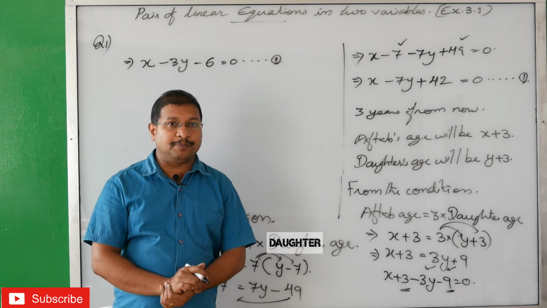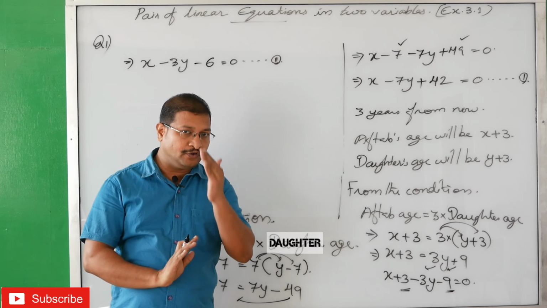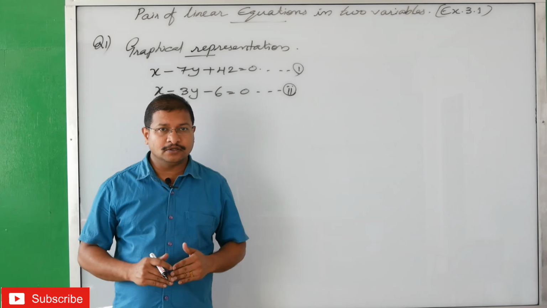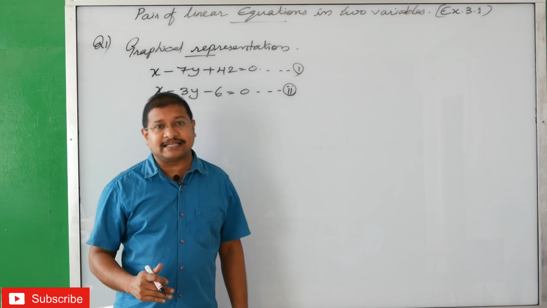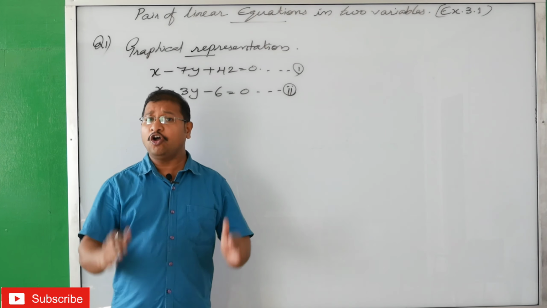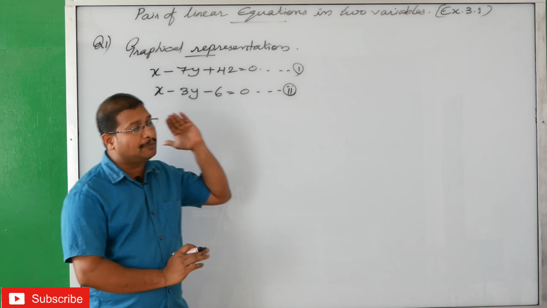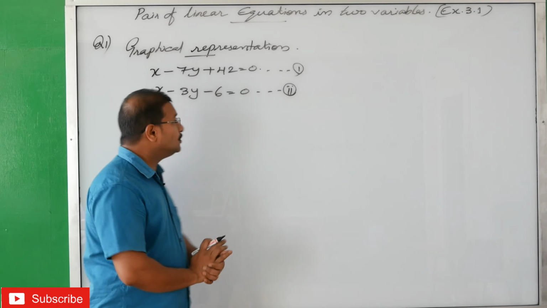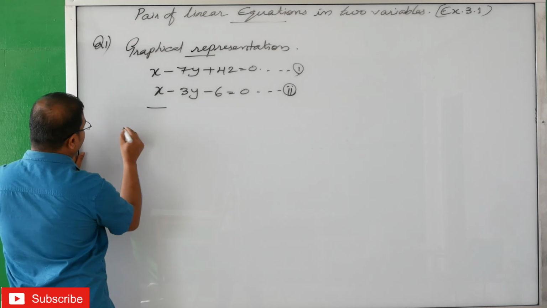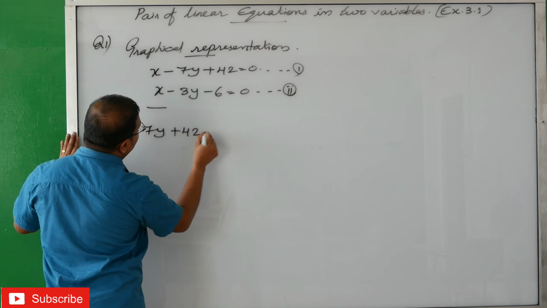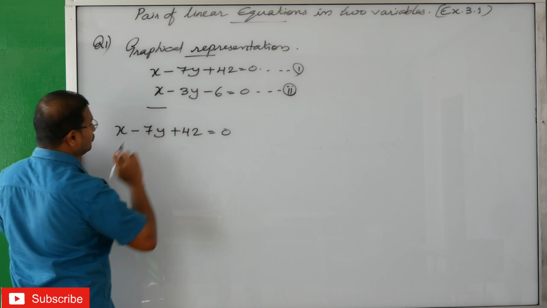Of course, this is the algebraic representation of the two equations. Ready? Now we'll go for the graphical representation, isn't it? For the graphical representation, first we have to find the coordinates of each equation. After that, we will plot them on the graph paper. Ready? So I am writing the first equation one more time: x minus 7y plus 42 equal to 0.